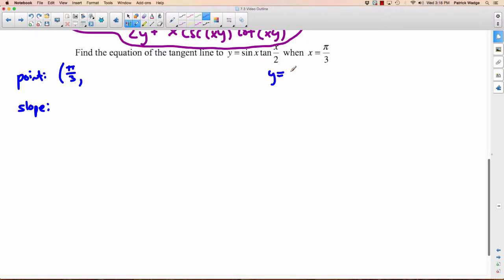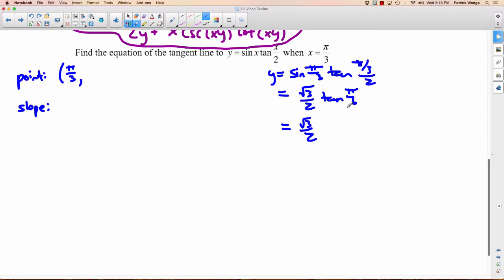So the y value is equal to sine pi over 3 times tan pi over 3 divided by 2. Okay, pi over 3 is 60 degrees, and sine 60 degrees is root 3 over 2. And this will be tan, if you take pi over 3 and divide by 2, you get pi over 6. So that's root 3 over 2. Pi over 6 is 30 degrees.